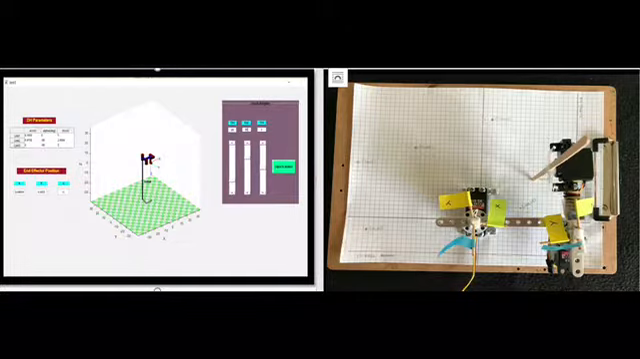When we measure these values manually on the board, we get similar values, x 9.2, y 4.6, which is pretty accurate.